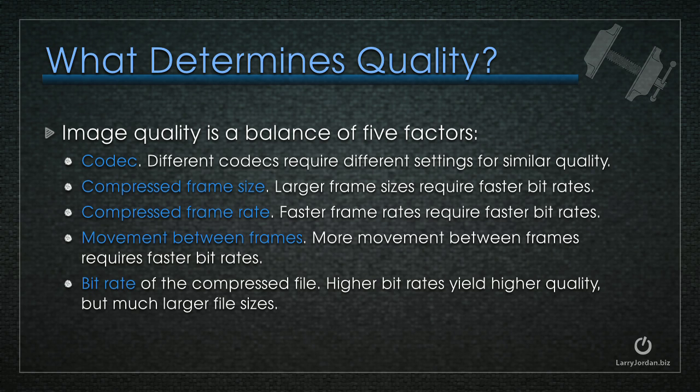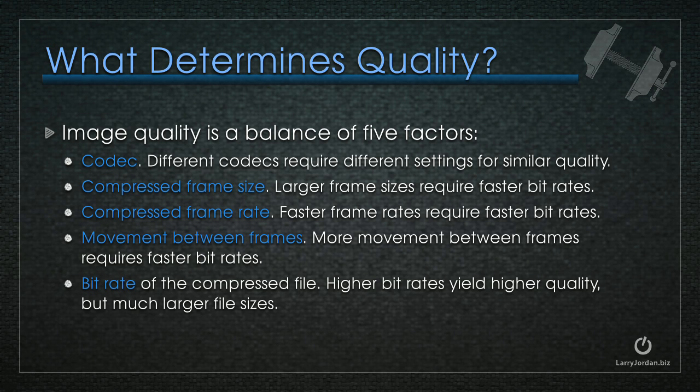Compressed frame sizes: the larger the frame size, the higher the bitrate needs to be. The smaller the frame size, the lower the bitrate can be. Faster frame rates also require higher bitrates. A 30 frames a second video requires a higher bitrate than a 10 frames a second video.